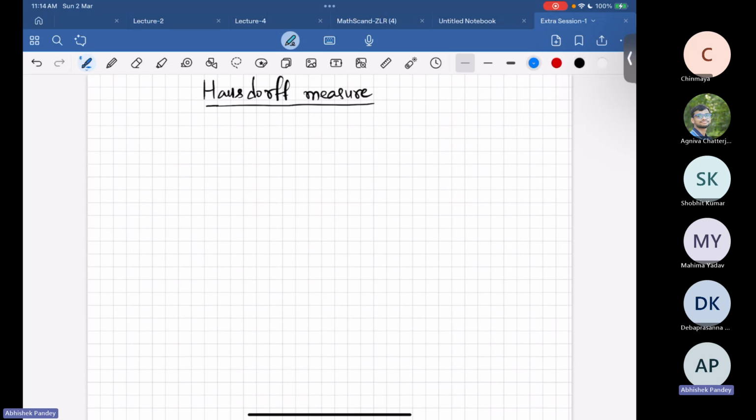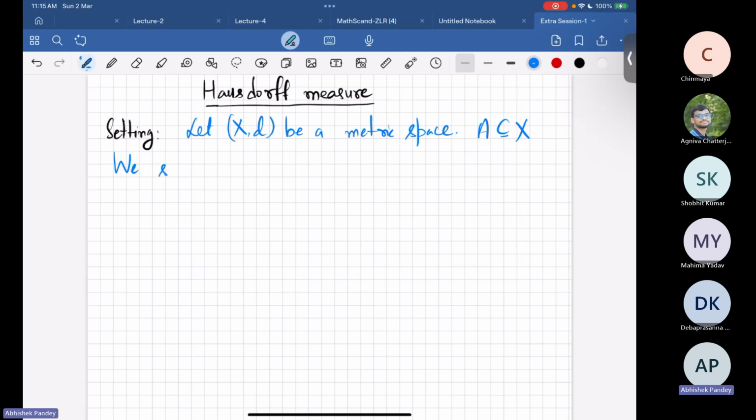So let us first make some basic setting. Let (X, d) be a metric space and A be any subset of X. So there's no restriction on A.